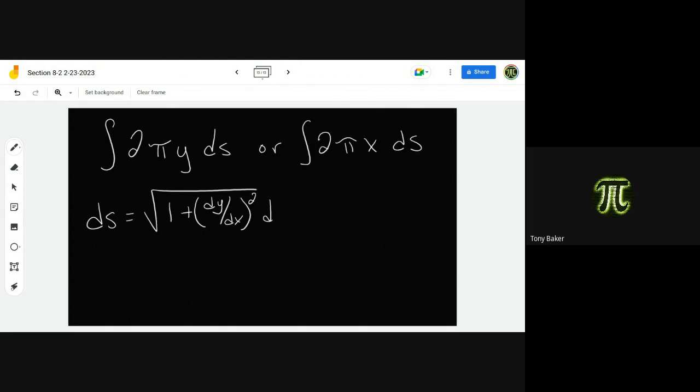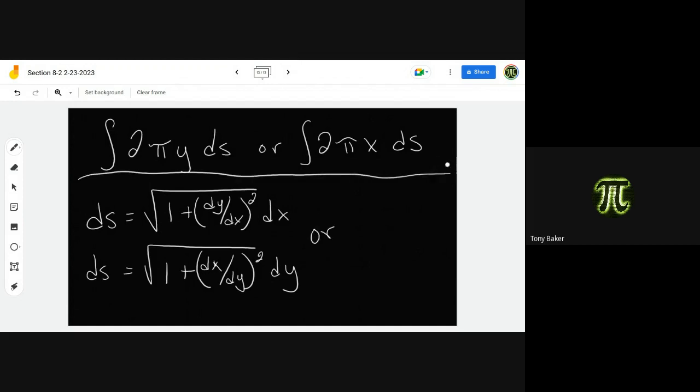I'll make sure I get this one right. Yeah, that's dx. So you can use any of these interchangeably.